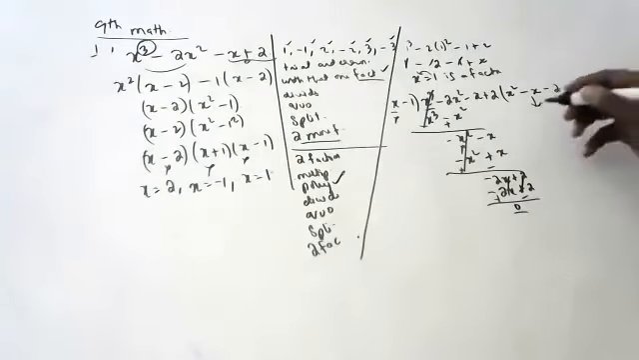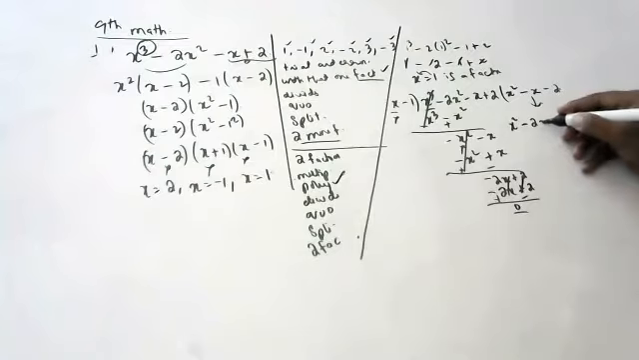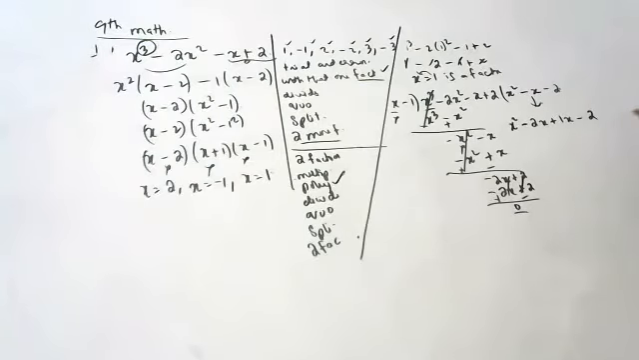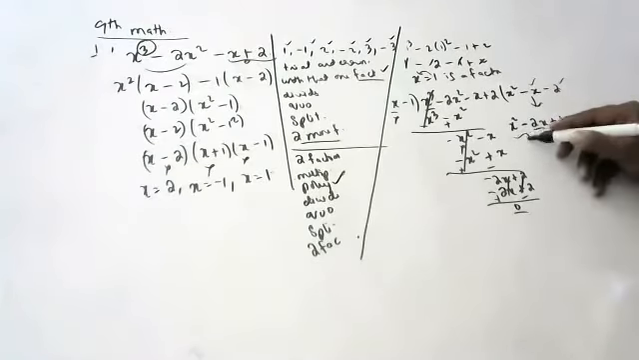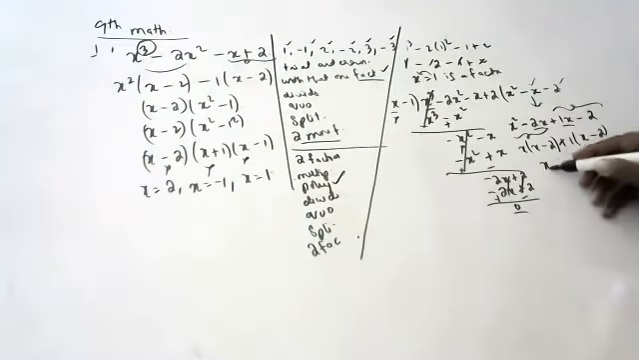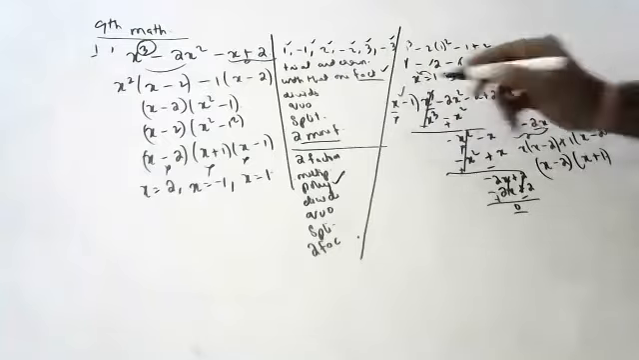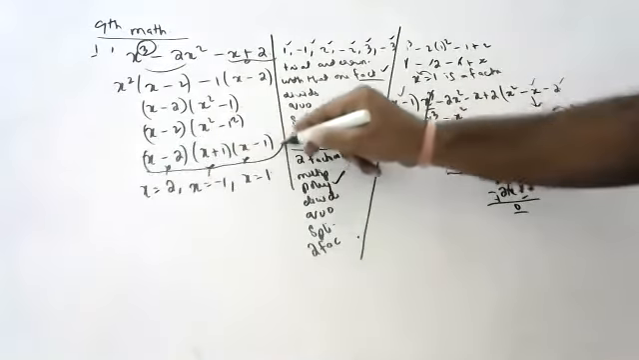How do you split this middle term, children? x square minus 2x plus 1x. Minus 2x plus 1x is minus 1x. Minus 2 into 1 is minus 2. In the first two terms, what is common? x. x into x minus 2. In the other two, what is common? 1. 1 into x minus 2. x minus 2 is common. The other one left over is x plus 1. Already we got x minus 1. Now we got x minus 2 and x plus 1. That's what I told you here also, no, children?